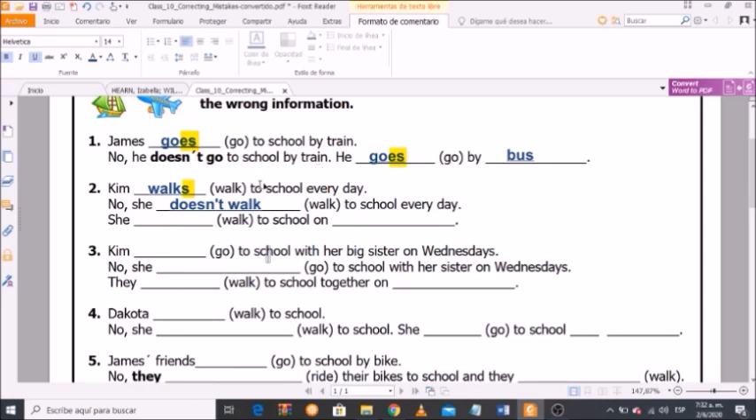So here we do the same. No, she doesn't walk to school every day. She... When does she walk to school? Okay, very good. On Mondays. So she walks to school on Mondays. Okay, so remember here.